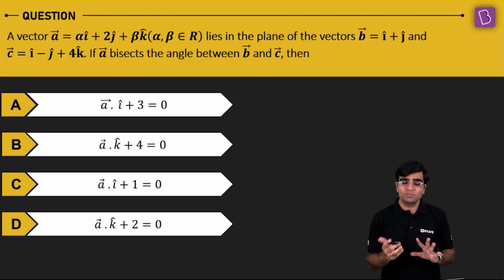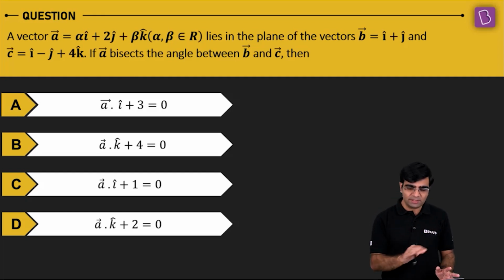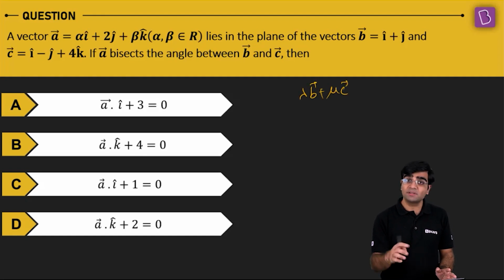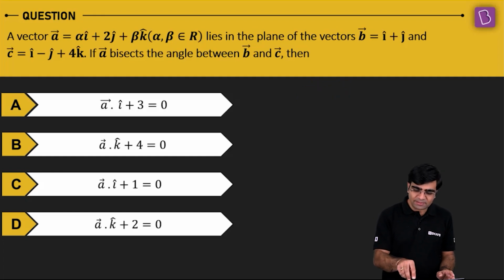So in general, if there is only one statement that you read till here, you can say that the general vector will be nothing but lambda b plus mu c, because it is in the plane of vector b and vector c. But then it says that vector a bisects the angle between b and c. Now, angle bisector has a different concept.